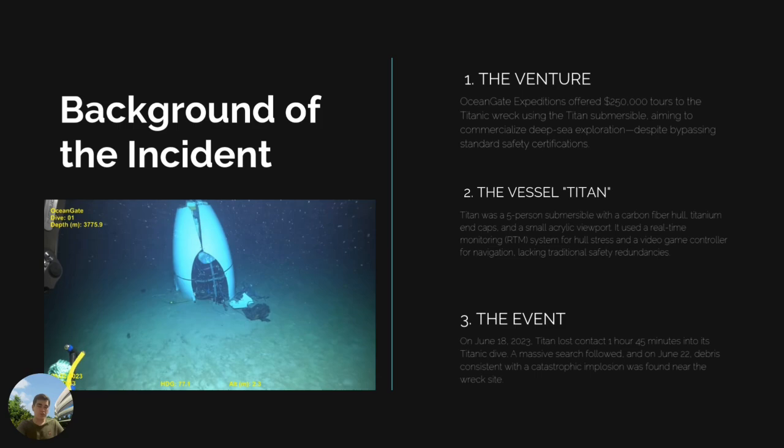So the tragedy underscores the importance of balancing innovation with rigorous safety. OceanGate's story is not just an example of ambition, but also a warning that in high risk environments, ignoring standards can have fatal consequences.